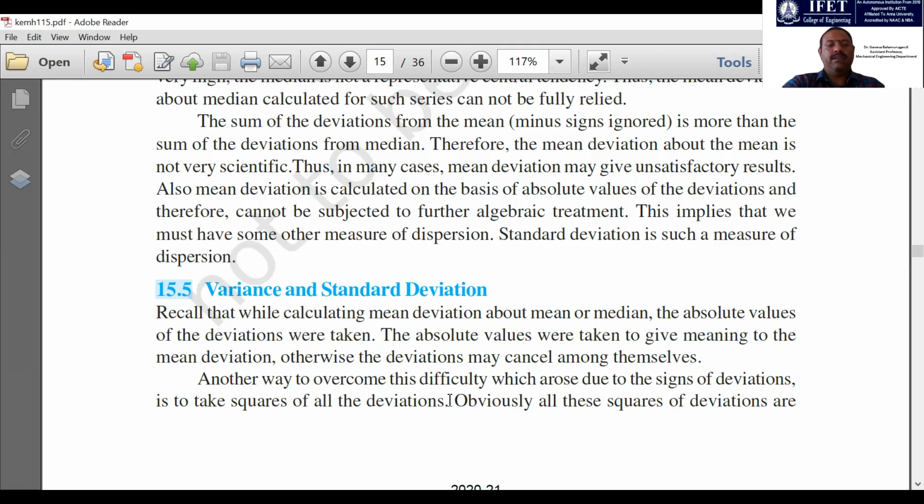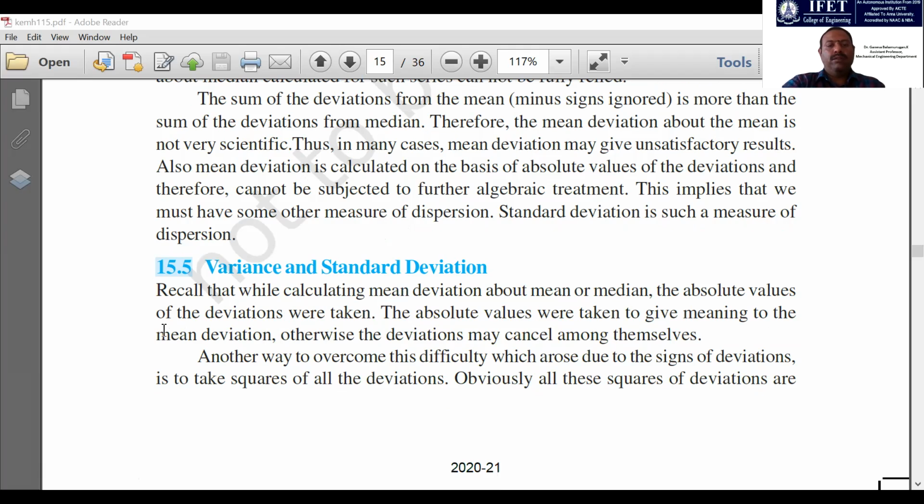So variance. Before we see the concept of standard deviation, we should know about the variance and standard deviation. So what is this variance, the concept of variance?